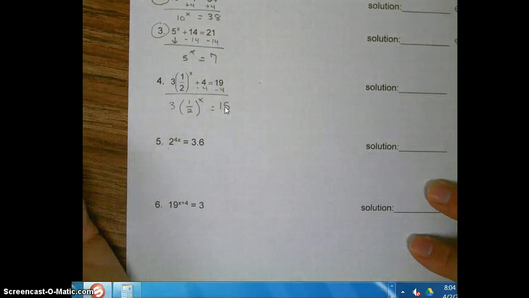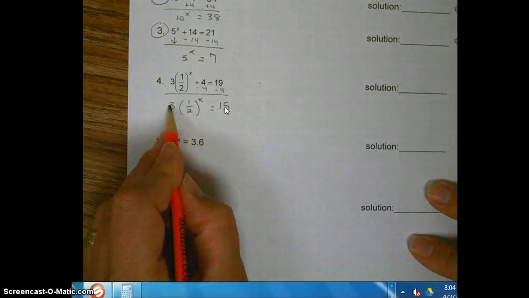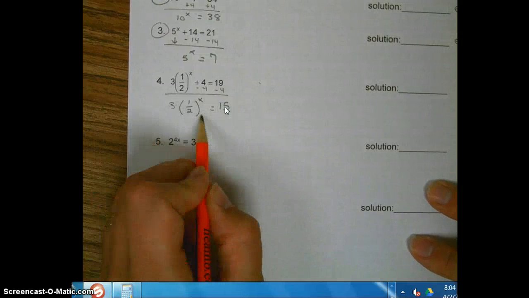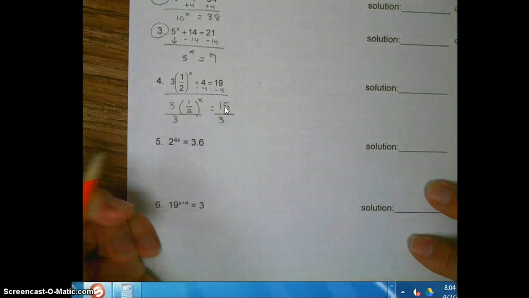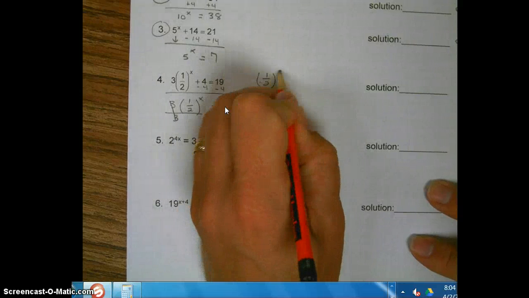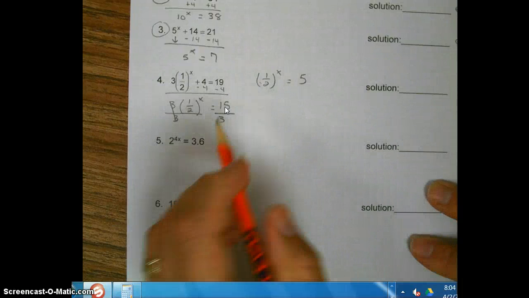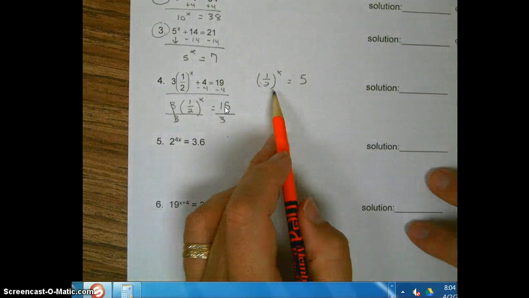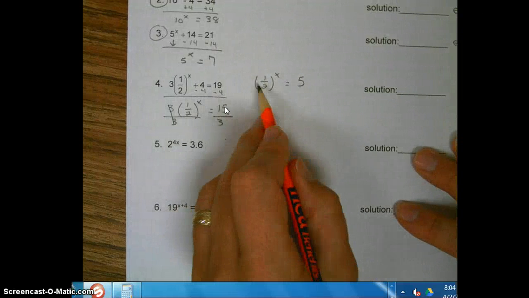Okay, now this we can cancel out with the 15, divide by 3, because we're multiplying here. So we're going to have 1/2 to the x power equals 5. Okay, I'll go ahead and finish this one. It's just like the previous ones we've been doing. We're going to take the log of both sides.